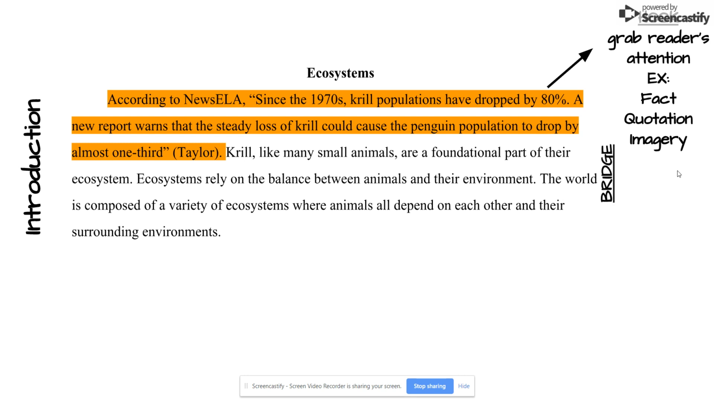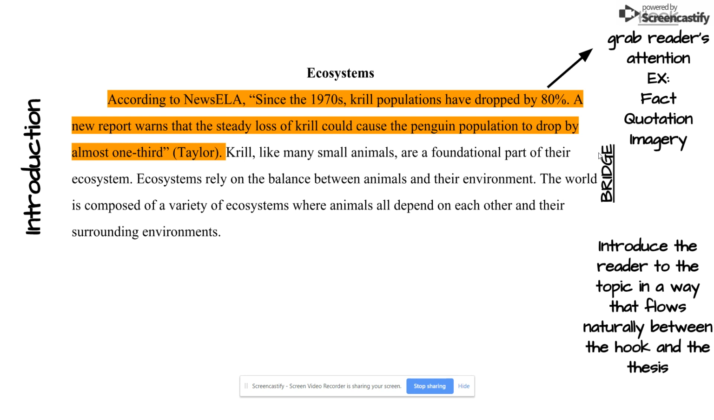The next part of the introduction is the bridge. Make sure you label this middle part of the introduction bridge. And the purpose of the bridge is to introduce the reader to the topic in a way that flows naturally between the hook and the thesis. I'm just randomly talking about krill population in this hook to get your attention. But then I need to really define who cares? So what? What's important about these krill? And then make sure that the reader really understands what ecosystems are and why they are important.